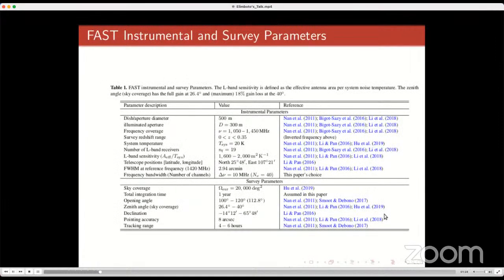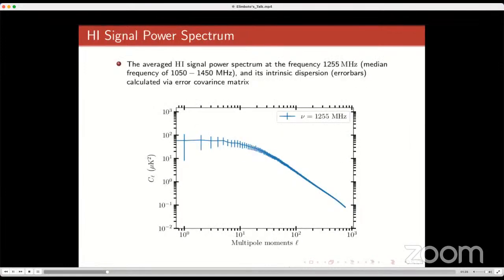In our study, we have used a number of parameters, as you can see on this slide, and I will make reference to some of these as we move on. The neutral hydrogen signal power spectrum is of particular interest, and this is the average neutral hydrogen signal power spectrum computed at the mid frequency of our frequency band of interest, which is 1,255 megahertz.